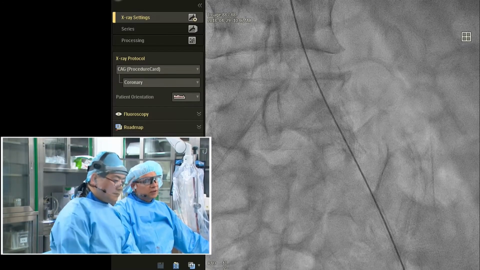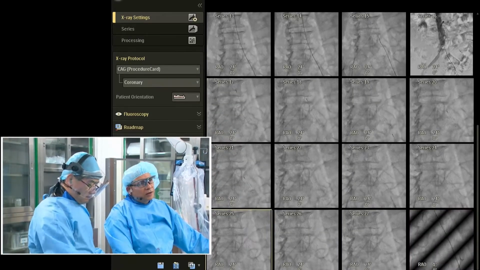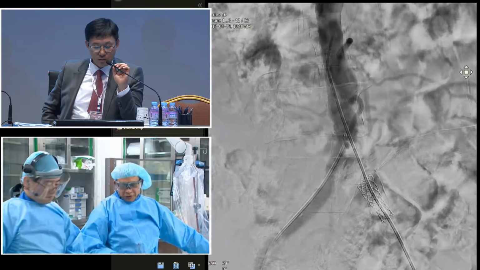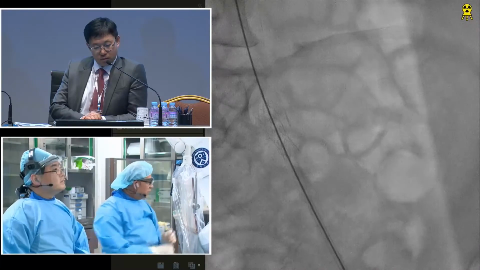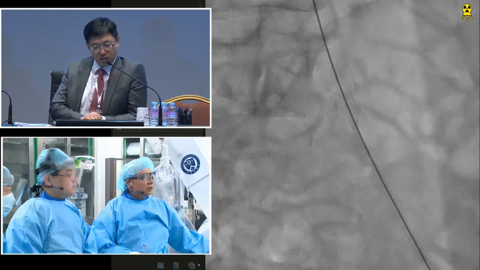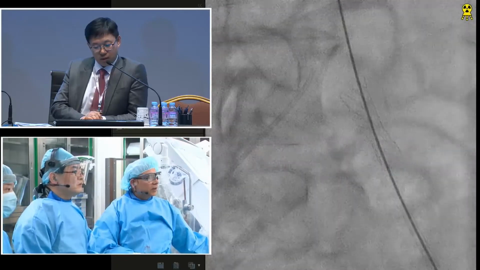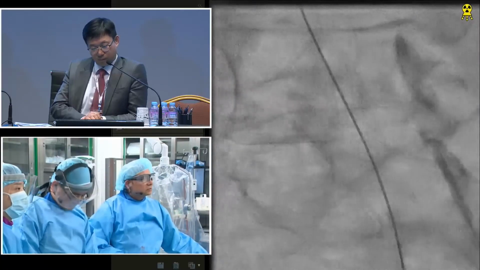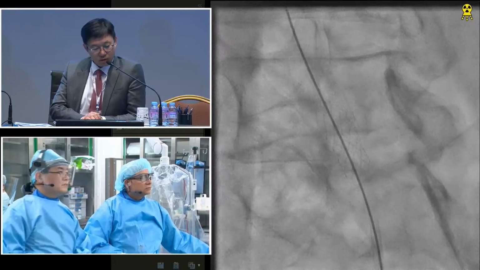Dr. Kishore, would you show me another angle? I recommend the RAO image, RAO more than 30 degrees, for the left common iliac artery. LAO 30 degrees? Yes, I want to see that you're inside the stent. Yes, you want to see the stent images. This image is RAO. Yes, RAO. Another LAO image. You want LAO? It's RAO. Yes, it is no problem.